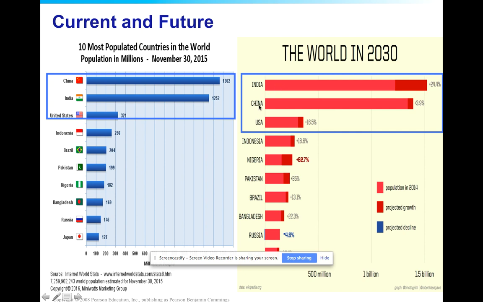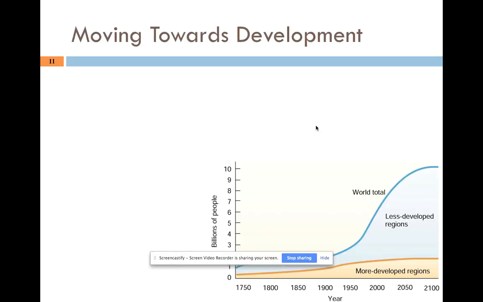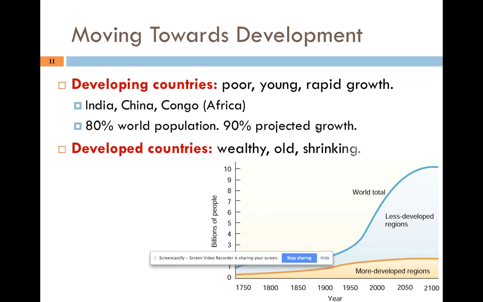India and China are going to flip in the future. So India is going to be number 1, then China. The United States is staying relatively stable at number 3. So when we move towards development, all countries are going to basically have this trend.